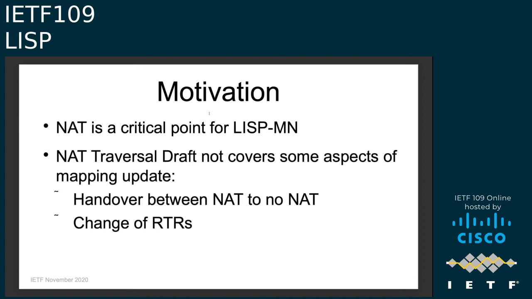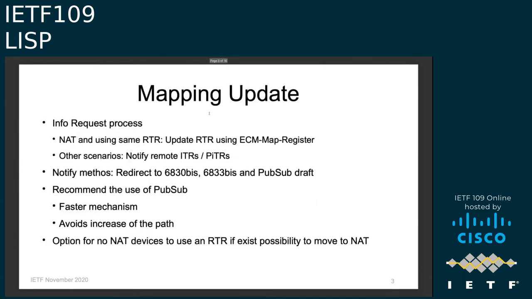The main changes of the draft present in this document are focused on the updates of mappings, like those produced when changing from NAT to no-NAT or changing the RTR. Next slide. As the first step, when an XTR receives a new RLOC, it checks if it is behind NAT by sending an info request to the map server and processing the received info reply. If the device was previously using NAT and the new RLOC is also behind NAT using the same RTR, we only need to update the cache entry of the RTR by sending an encapsulated map register to the map server through the RTR. For any other scenarios, we need to notify remote ITRs and proxies.